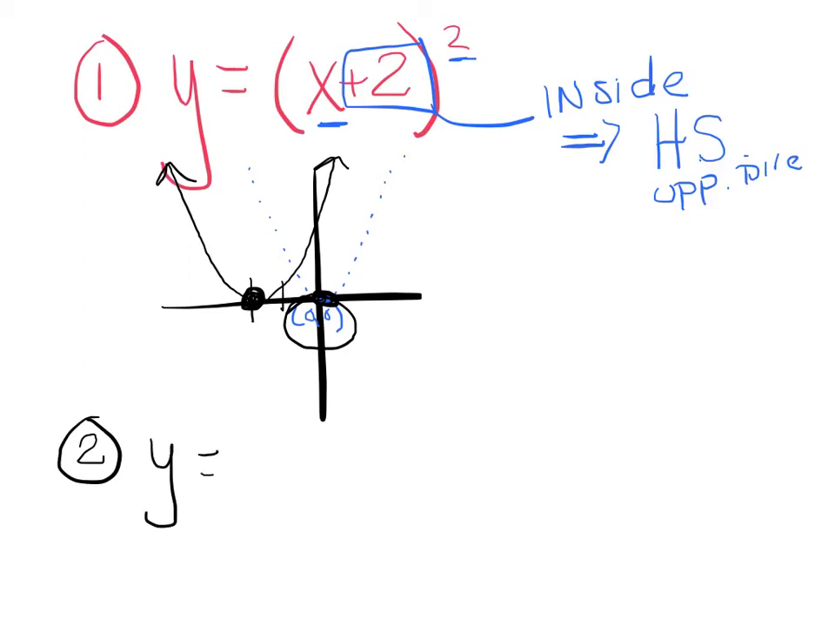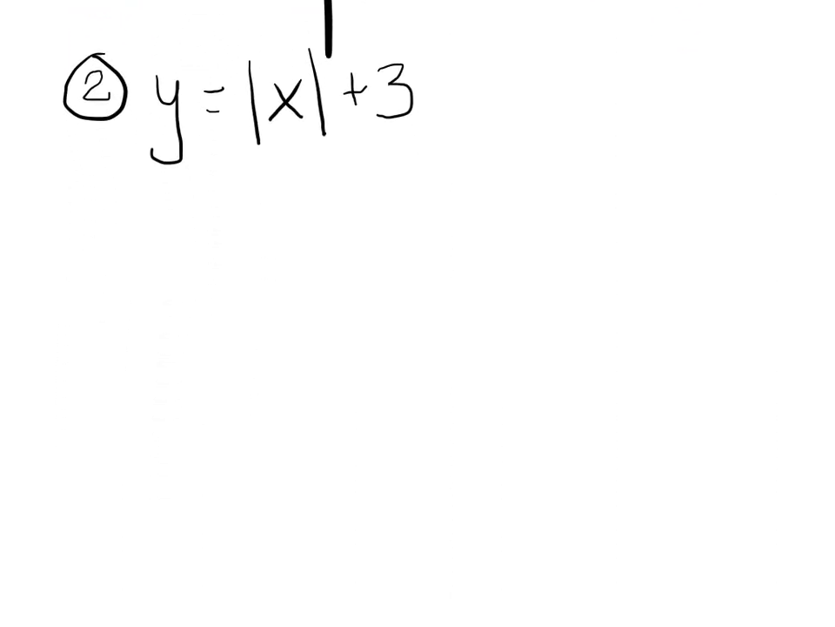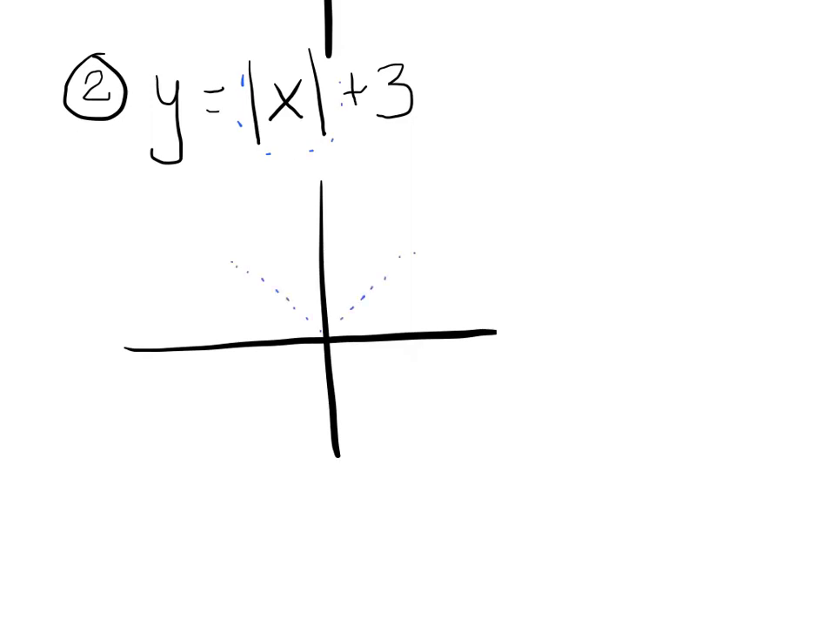y equals the absolute value of x, plus 3. Okay, let's get our graph sketched. All right, so ask yourself, what is the parent function? Okay, start with absolute value of x. Absolute value makes a v. I'm going to put it in nice and light, v at the origin.